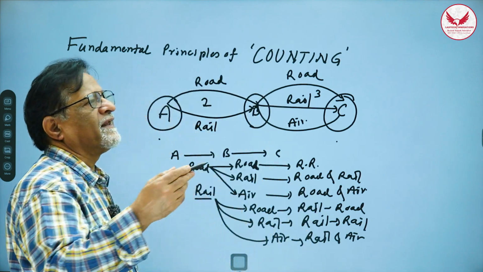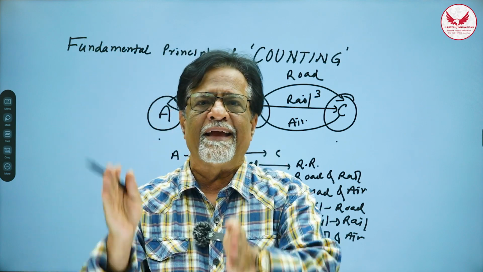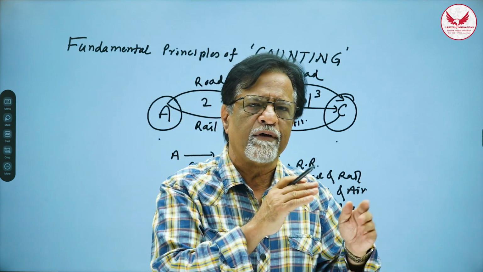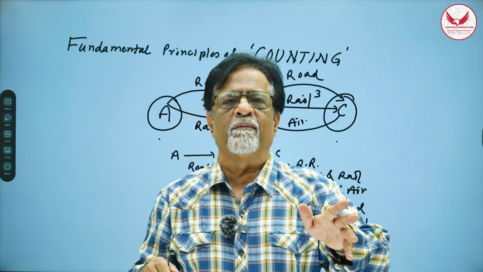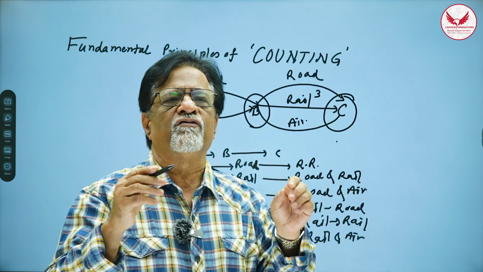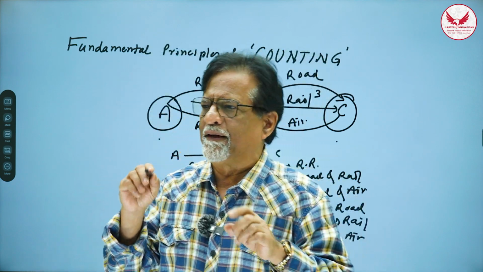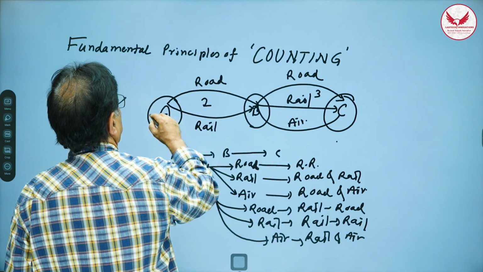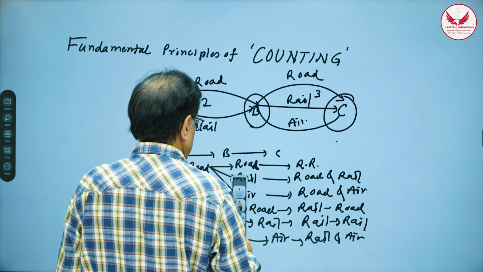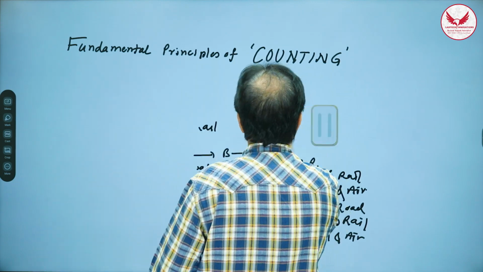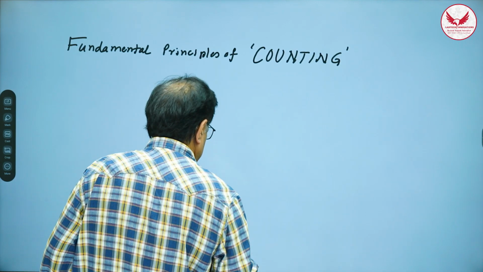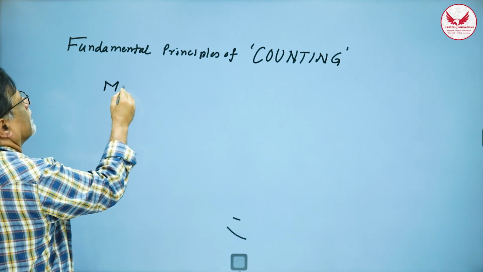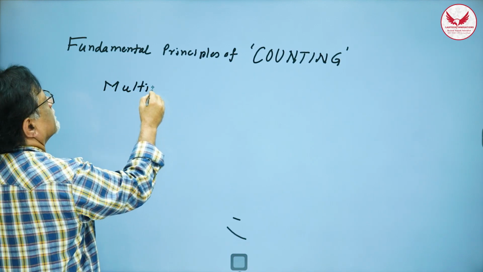This principle can be generalized like this: if there is a job A which can be completed in 3 ways, and a job B which can be completed in 2 ways, and I want to do both the jobs simultaneously, then the total number of ways of doing it is just multiplying the two things, 2 multiplied by 3. This gives me a general principle, the first fundamental principle of counting. Let us derive it now. Obviously, it is called the multiplication principle.